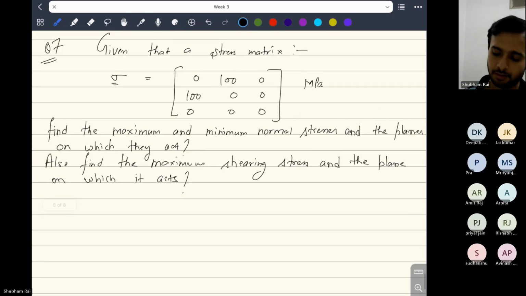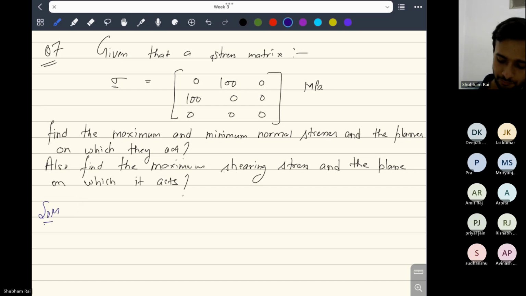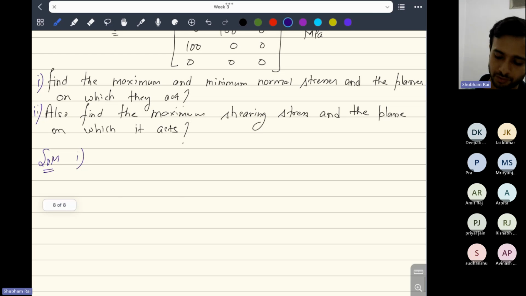You know that to find the maximum and minimum normal stresses and the planes on which they act, you have to do eigenvalue analysis. The eigenvalues will be your values of the normal stresses, and the eigenvectors will be the corresponding normal vectors to the planes on which the principal stresses are acting. So let's do the solution. Let's solve for the first part. If you do eigenvalue analysis, it is nothing but sigma x is equal to lambda x.